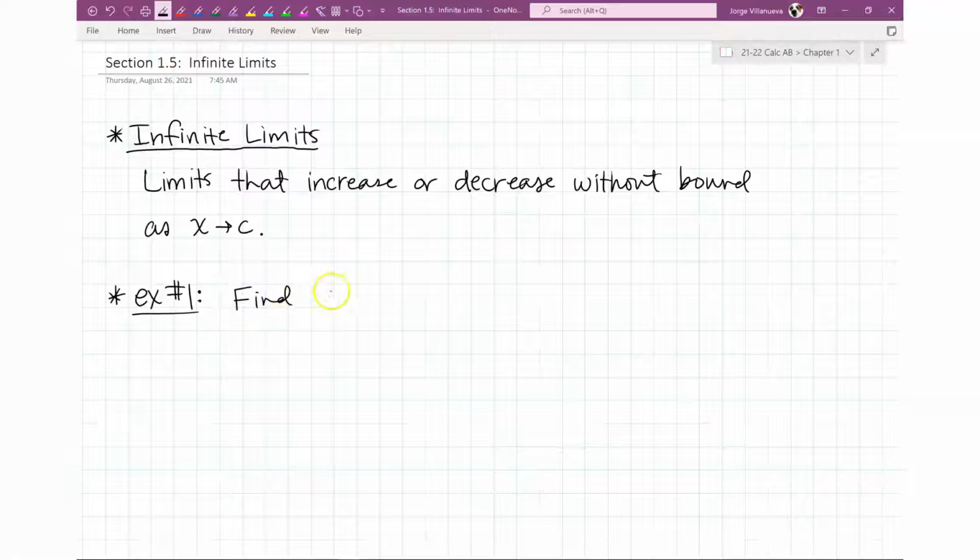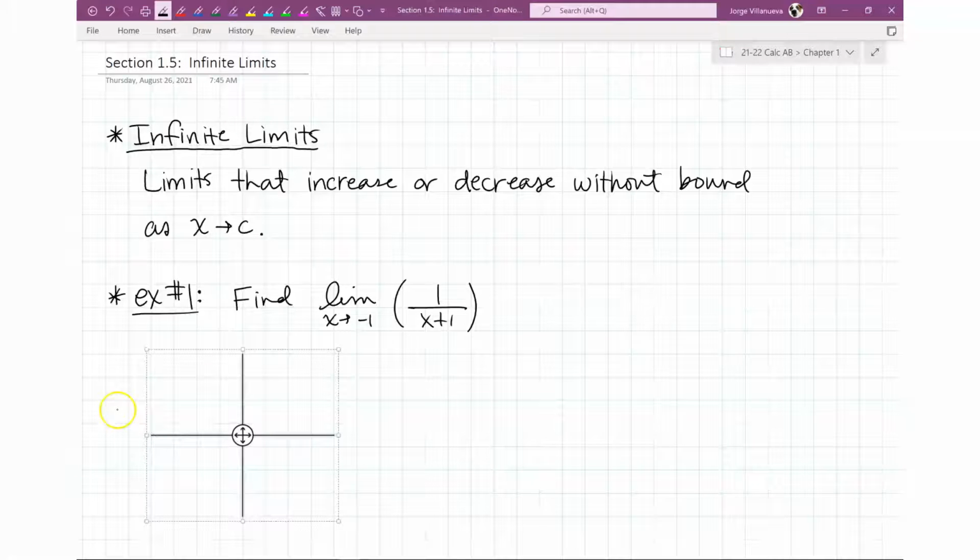Find the limit as x approaches negative 1 of 1 over x plus 1. Now, you guys probably should know what this graph looks like, right? It's just an inverse function that's actually shifted one time to the left, since you're going to negative 1. So let's kind of draw this out. So it would be about here.